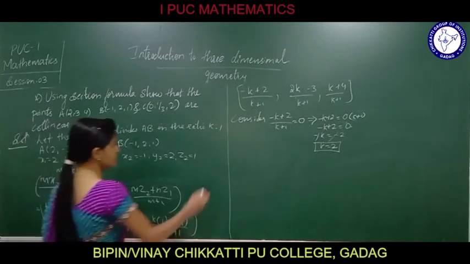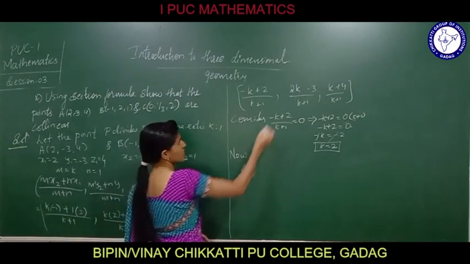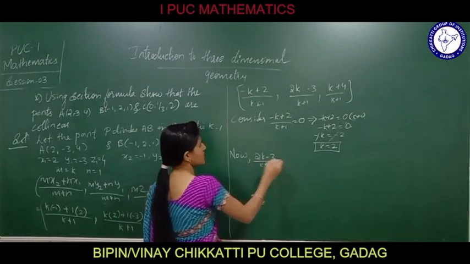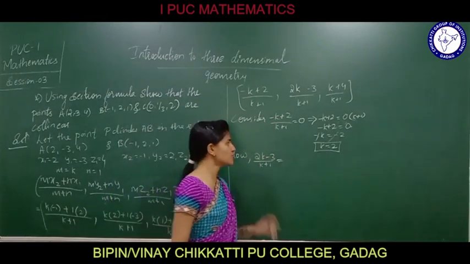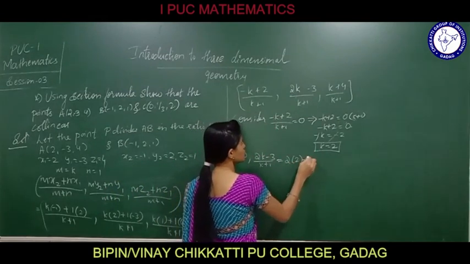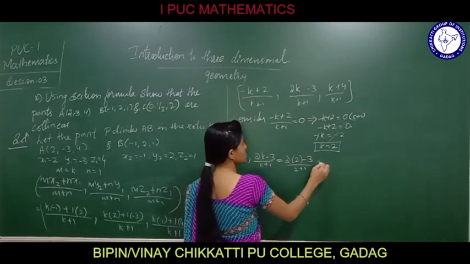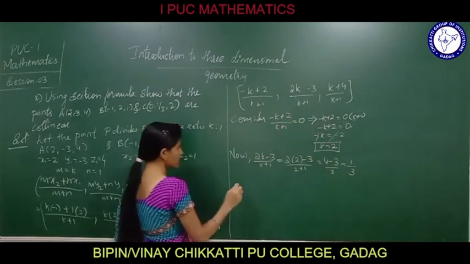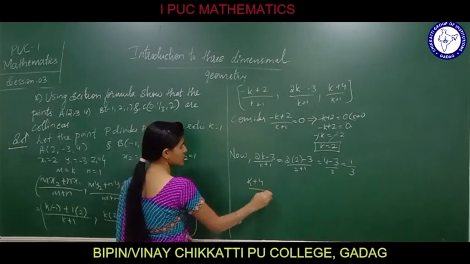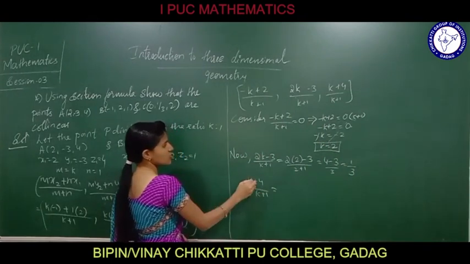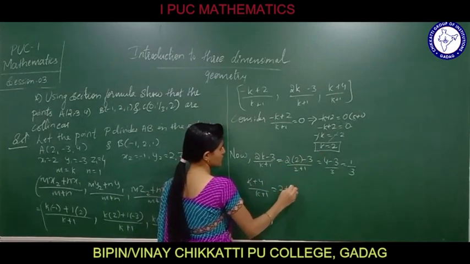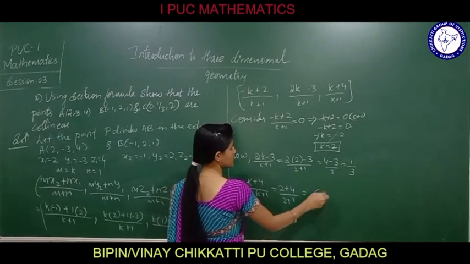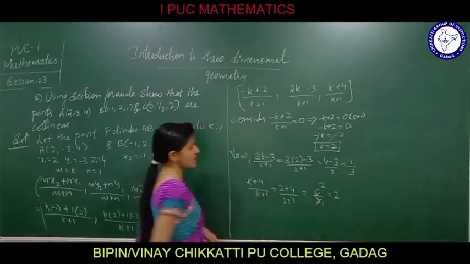Now, what we have? The next, 2k minus 3 divided by k plus 1. In place of k, substitute 2. That is 2 into 2 minus 3 divided by 2 plus 1, nothing but 4 minus 3 by 3, which is 1 by 3. Again we have k plus 4 divided by k plus 1. In place of k, put 2. That is 2 plus 4 divided by 2 plus 1, which is nothing but 6 by 3. 3 ones are 3, 3 twos are 6. So we got this as 2.